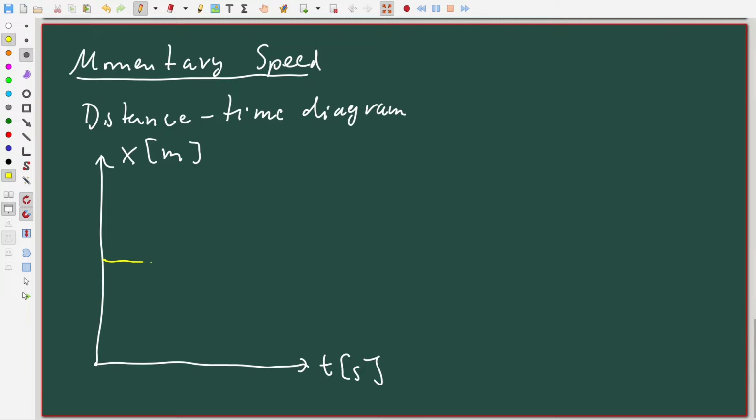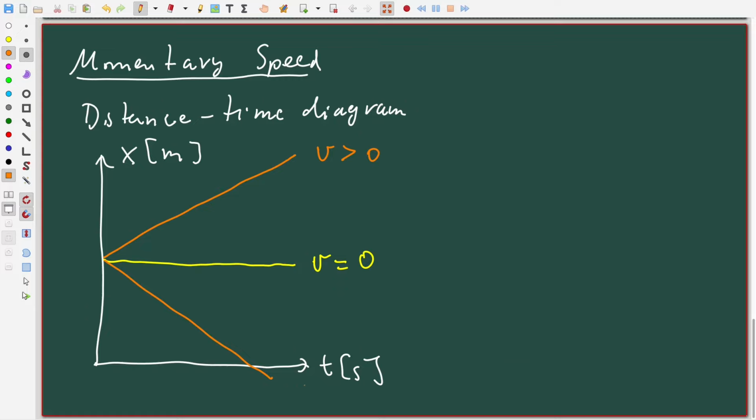So let's suppose we have here a horizontal line. This means that our x value remains constant within time. And if delta x is 0, then of course our speed must also be 0. This line illustrates an object that is not moving. And now we can also draw, for example, two other lines, this one and this one. The x coordinate changes within time. So here x increases, so we know that the speed must be larger than 0, and here the x value decreases, so v must be smaller than 0.